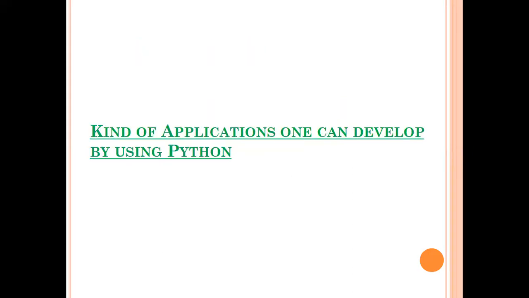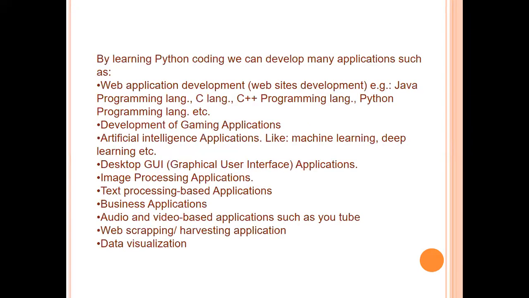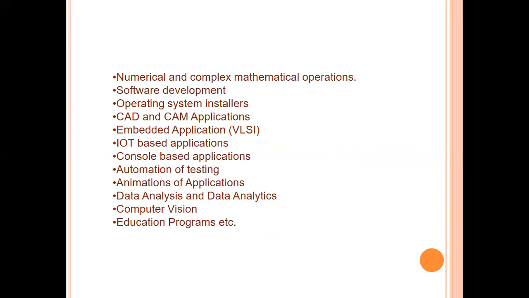Then we discussed the kinds of applications one can develop by using Python. With the help of Python, we can go ahead with website development, gaming applications, artificial intelligence like machine learning and deep learning, desktop GUI (graphical user interface) applications, image processing applications, and audio and video based applications such as YouTube. Web scraping, harvesting applications, data visualizations, numerical and complex mathematical operations we can solve with the help of Python.